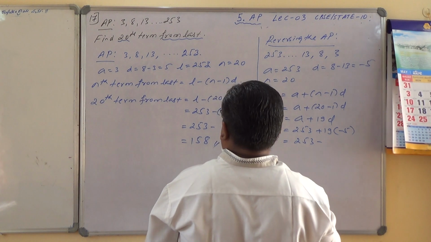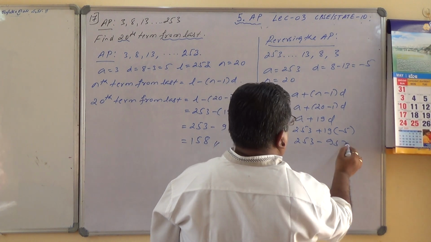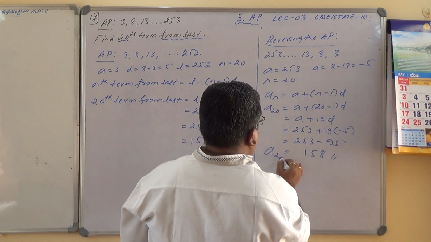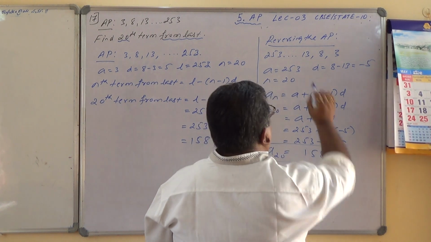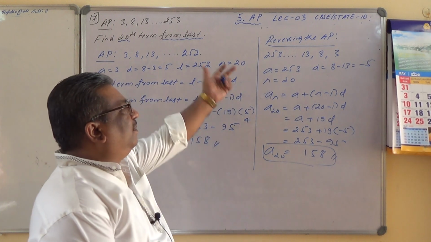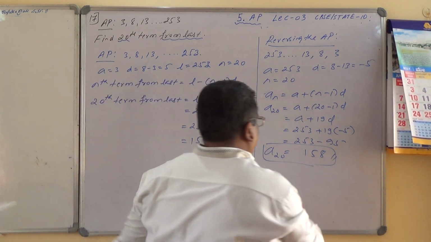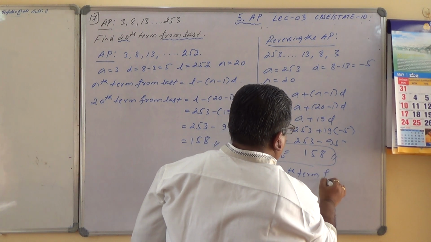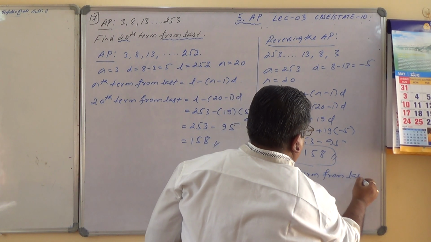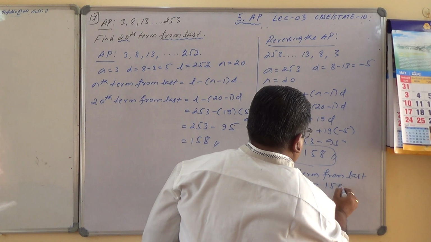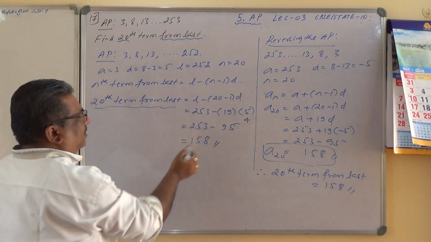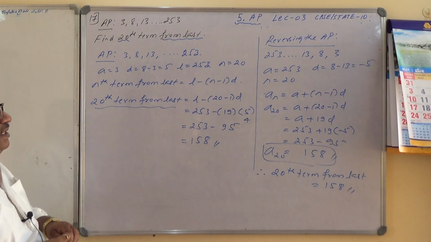253 minus 95, which equals 158. So A20, the 20th term after reversing, is the 20th term from the beginning, which is nothing but the 20th term from the end. Therefore, the 20th term from last equals 158. Here also it is already written. I hope you have understood both the methods.